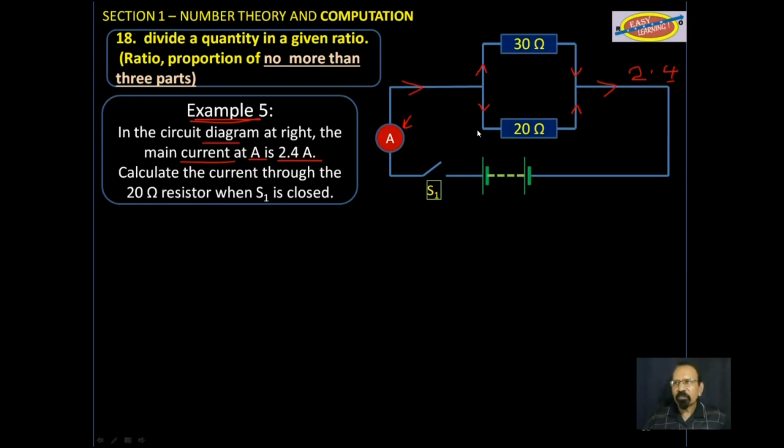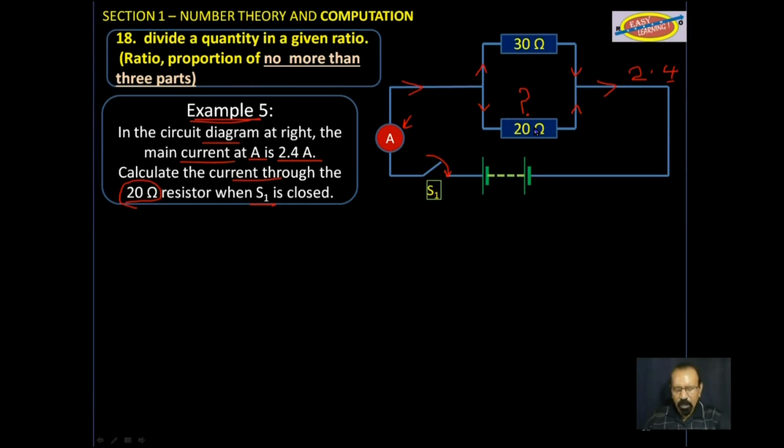So the question is, calculate the current through the 20 ohm resistor when S1 is closed. So when this switch is closed, current will flow. We want to know how much current flows through this 20 ohm resistor.